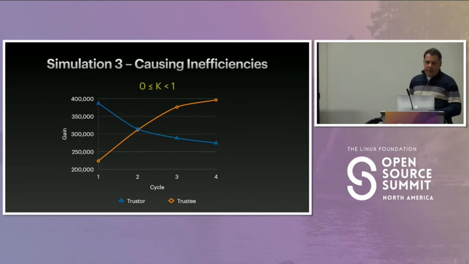Another case here is, imagine that the magnification factor is between 0 and 1. So now you start seeing the case where the trustor is losing quite a bit, and the trustee is gaining almost nothing. You see that the value over there is not really gaining because the scale of the chart is very small.